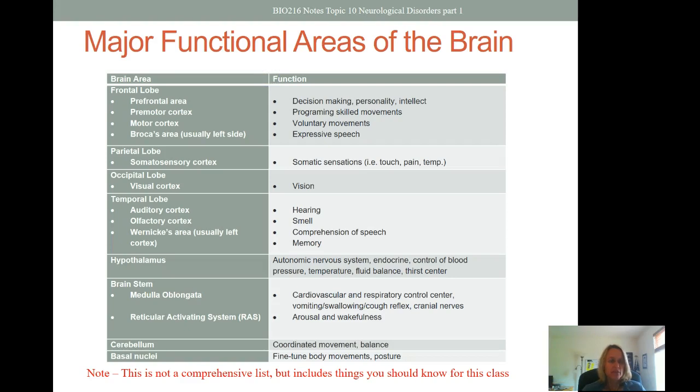You should review some of the major functional areas of the brain. This will be helpful, for instance, when trying to determine the outcome or manifestations for a stroke patient that, let's say, had damage to Broca's area. This list is certainly not comprehensive. There's a lot of other things that these parts of the brain do, but these are the things that I want you to focus on for this class.